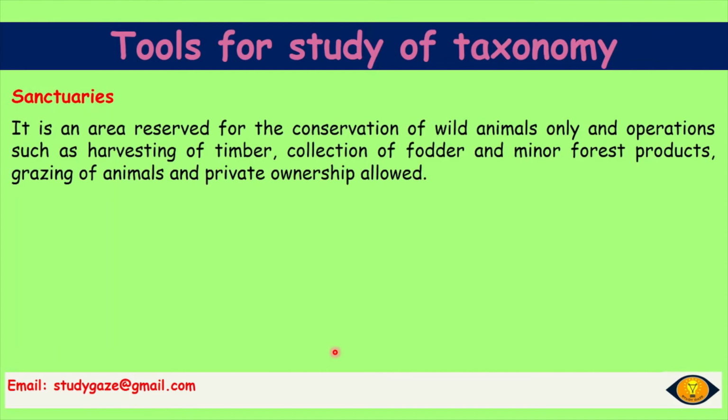Sanctuaries. It is an area reserved for conservation of wild animals only, and operations such as harvesting of timber, collection of fodder and minor forest products, and grazing of animals and private ownership are allowed.